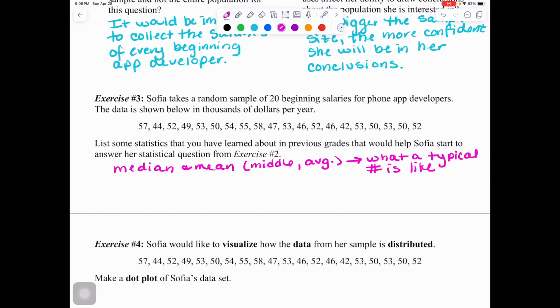Other things that you've done previously, you did minimum. That goes along with maximum. So your lowest, your highest. You have had experience in previous grades with range. So what's the difference between your highest and your lowest? You also learned about interquartile range. Maybe even referred to as, we are going to refer to it as IQR. And all of those things that you learned about was about the variability of the set.